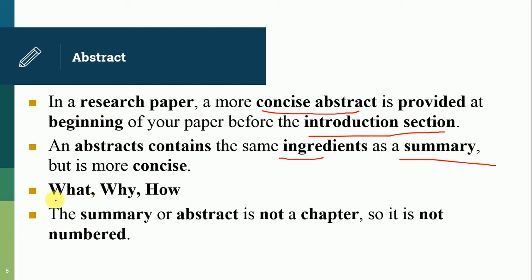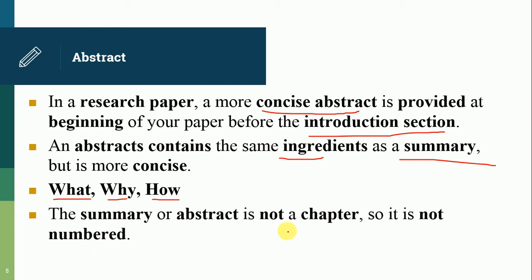Now, these questions should be answered in the abstract: what have you discussed, why have you discussed it, and how have you discussed it. In other words, the topic, the purpose, and the method or procedure. So we can also say what you have chosen, why, and how. These three WH questions should be answered in the abstract, remember, concisely.